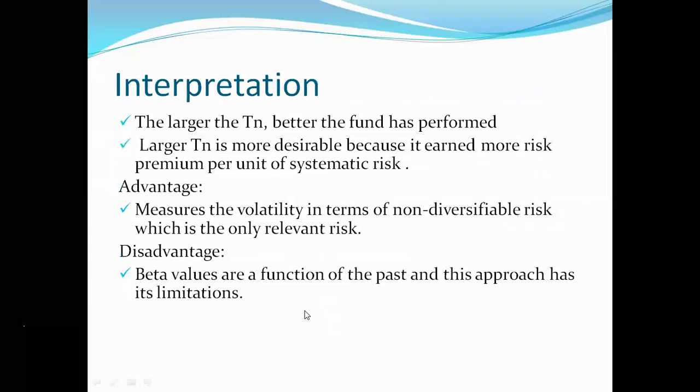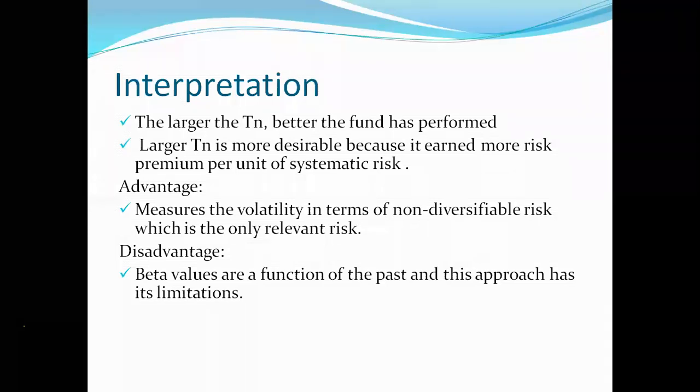Now, what is the interpretation? The interpretation will remain similar to that of Sharpe's, where the larger the value that you derive in case of Treynor's performance index, the better the fund has performed. So here, a larger Treynor's performance index is more desirable because it has earned more risk premium per unit of systematic risk. Now, what is the advantage here? It measures the volatility or variability in terms of non-diversifiable risk, that is beta, and it considers that this is the only risk which is relevant and which we can measure.